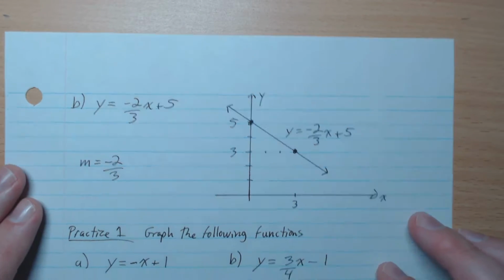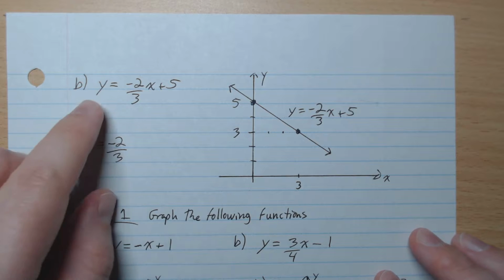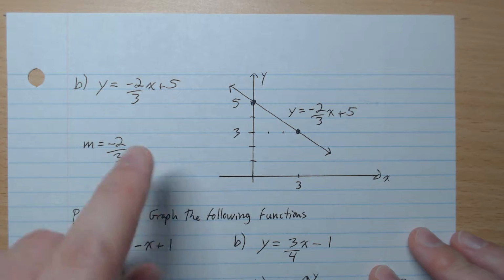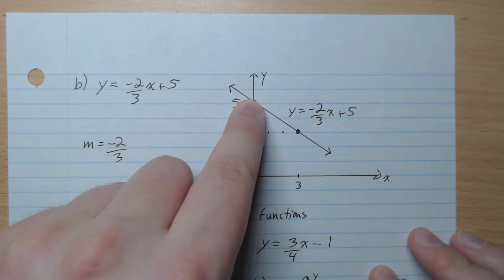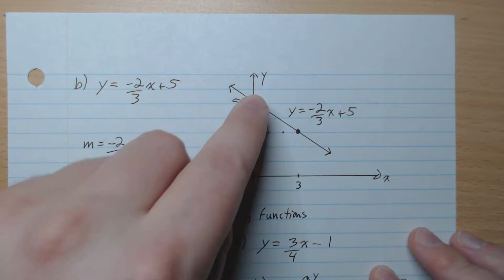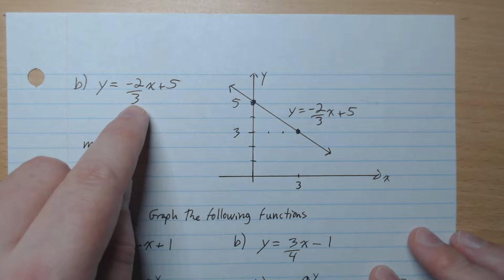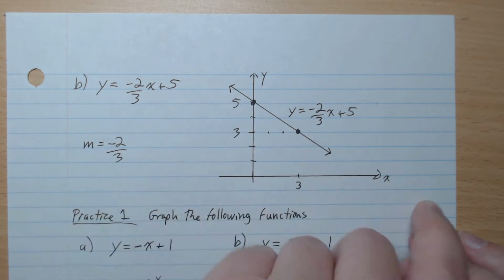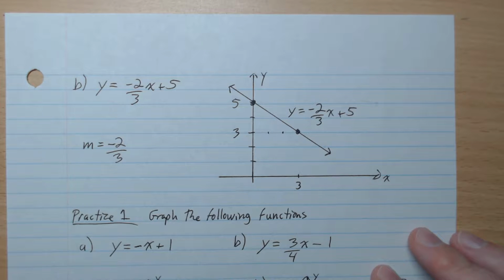Okay, let's do another example. So b, y equals negative 2 over 3x plus 5. So we start at our y-intercept of 5 right here. We're going down by 2, 1, 2, and over by 3, 1, 2, 3. Down by 2, over by 3, connect the dots. There is the graph of our function.